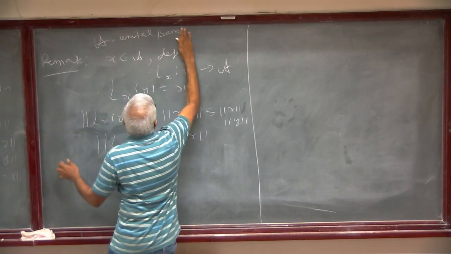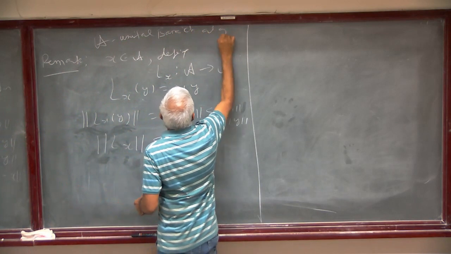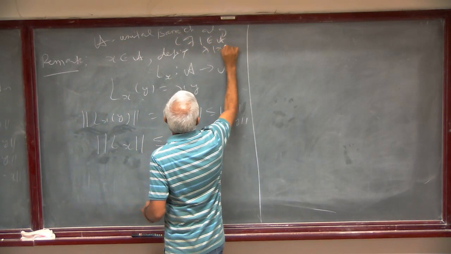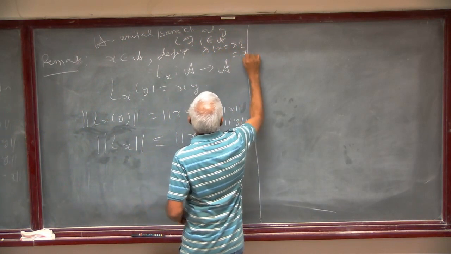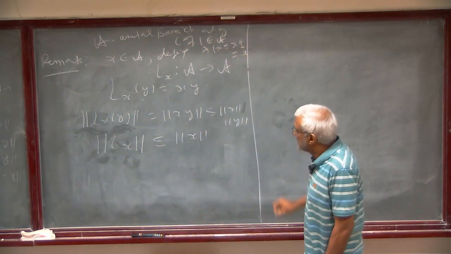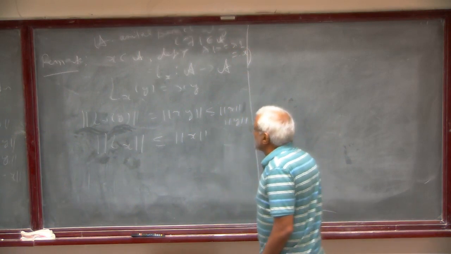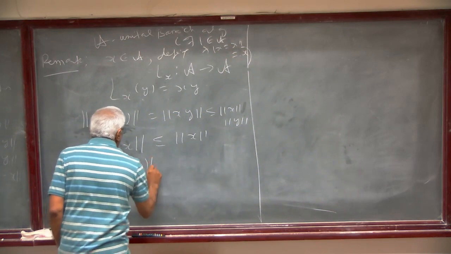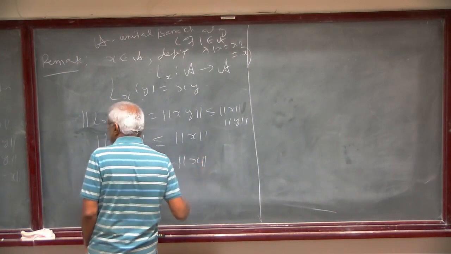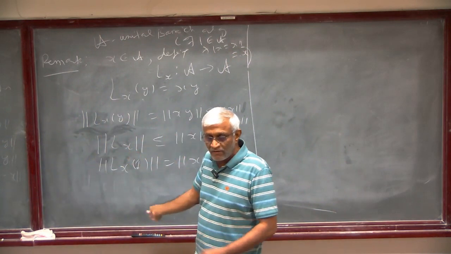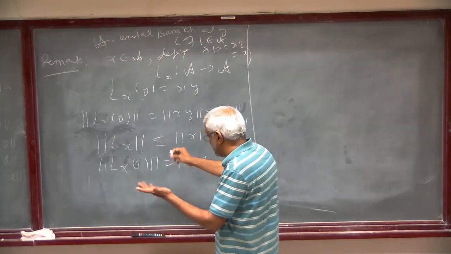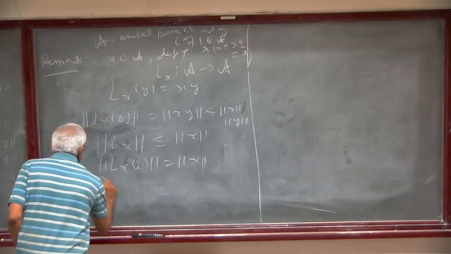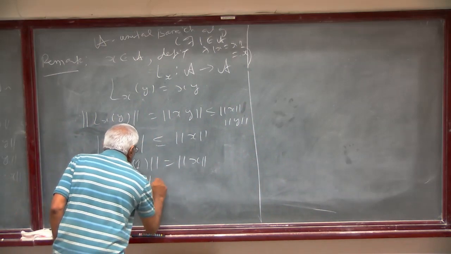That is, there exists an identity element. That is, there exists 1 in A such that 1x equals x1 equals x. There is an identity. So Lx acting on 1 is going to be x, norm x. This is how you usually calculate, unless you approximate it by a supremum or something. So this implies the operator norm of Lx is equal to norm x.